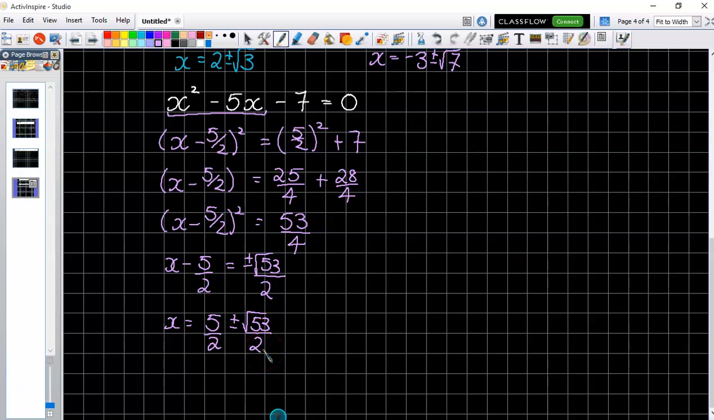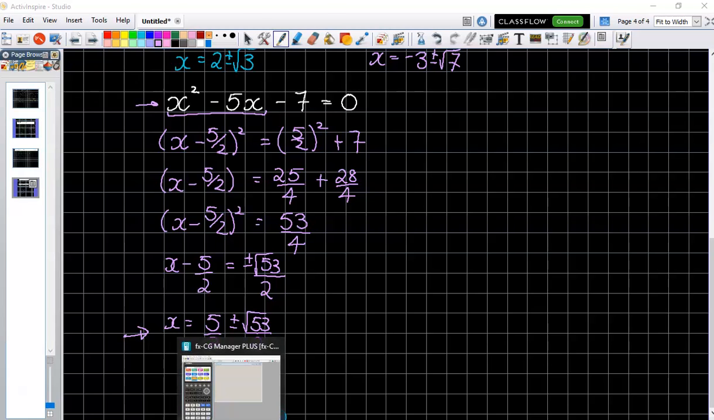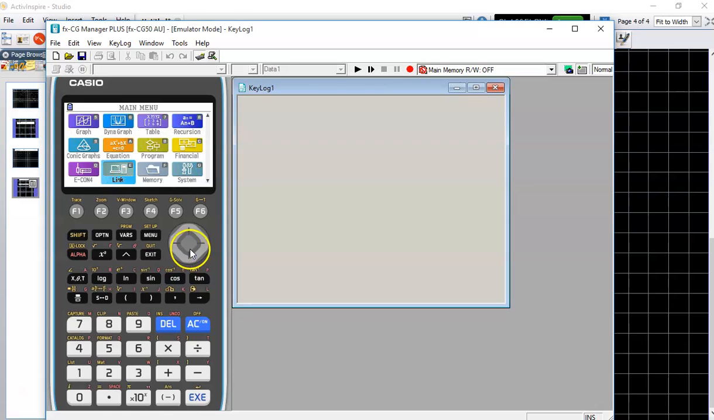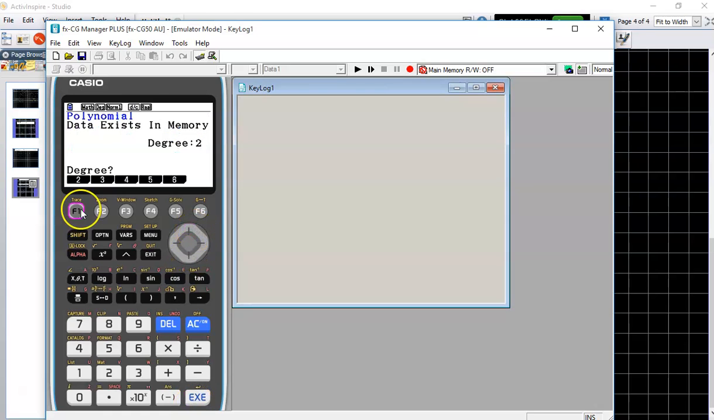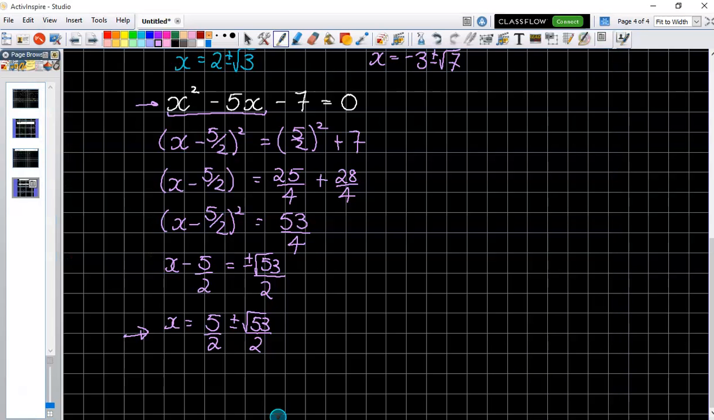Damn cute. If you were to get your calculators out and go equation, polynomial, and pop that in, you will get this answer. I hope. If we don't, we've done it wrong. Shall we try? Ready? The pressure is on. 1, minus 5, minus 7. 1, minus 5, minus 7. Huzzah! Don't you love it when things work out?